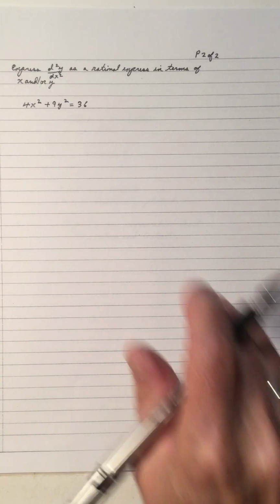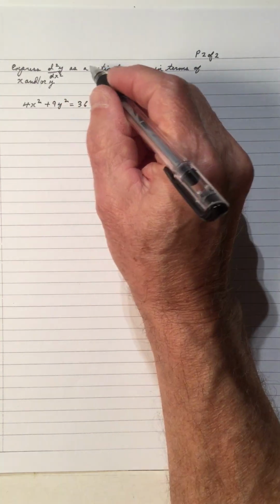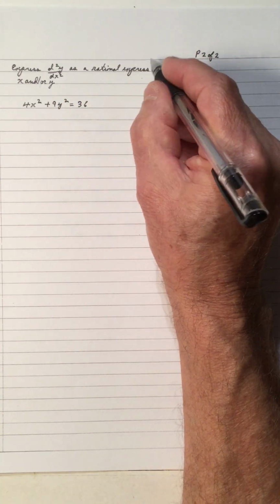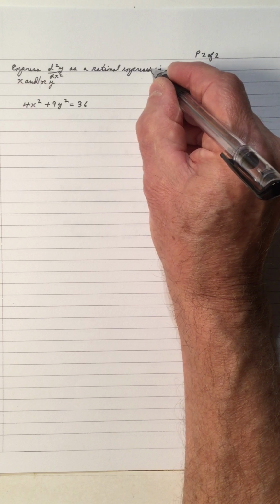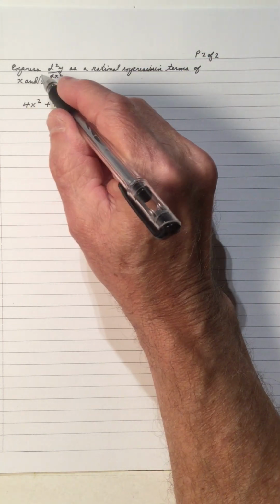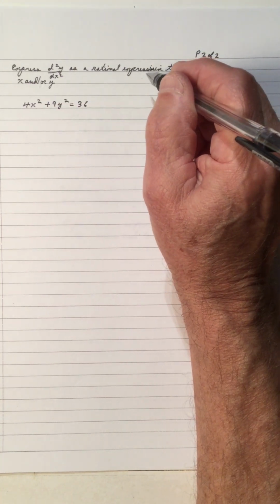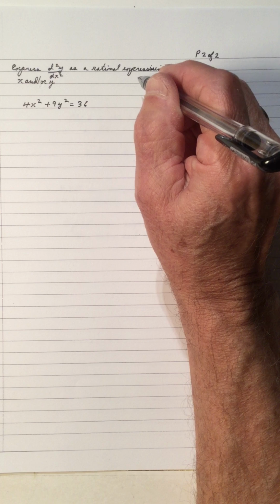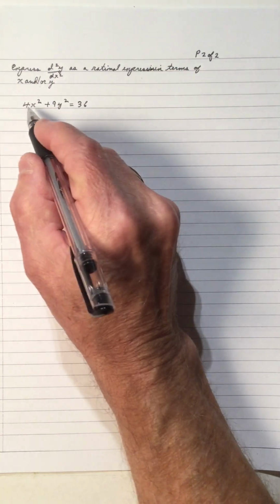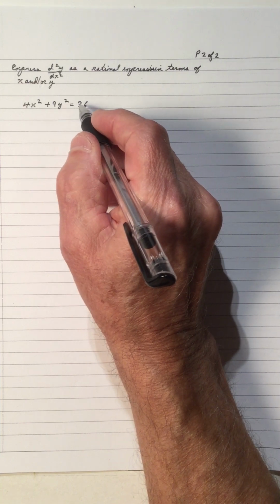Express d squared y over dx squared, which is the second derivative, as a rational expression in terms of x and/or y. So a rational expression means I need a fraction. We have the equation 4x squared plus 9y squared equals 36.